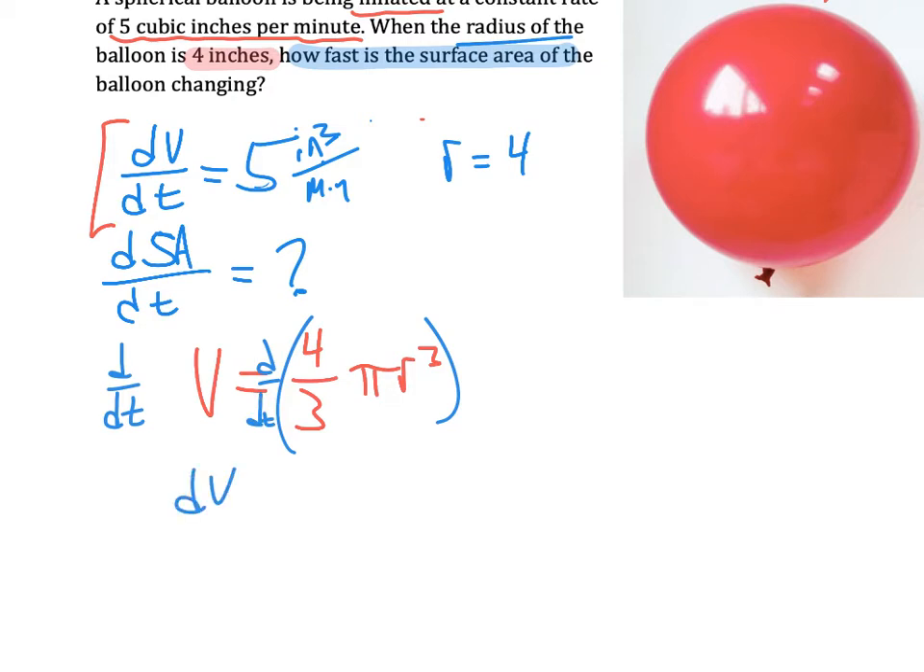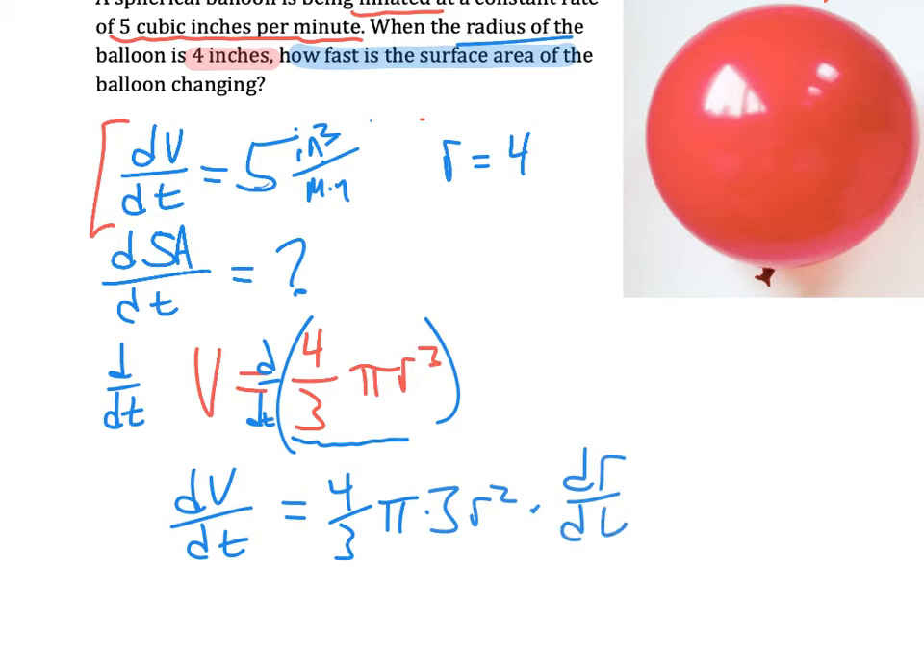So we get dV/dt equals, now 4/3 pi is just a constant, so that's just going to pop out. Now we're going to take the derivative of r cubed. r is a function here, so this is implicit differentiation. We take the derivative of the outside, which is 3r squared, but we also multiply by the derivative of the inside, which is dr/dt.